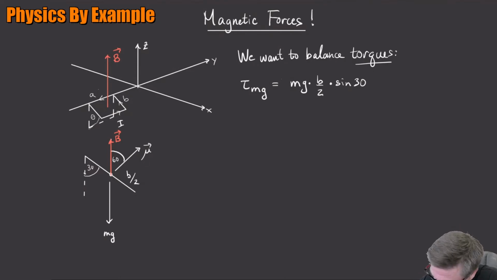The magnetic part: what's the torque due to the magnetic field? Well, that's just going to be mu times B times sine of the angle between mu and B. If this angle is 30, I probably didn't draw it very well, then this angle is 90 minus that, so it's going to be 60. So that's going to be sine of 60. And now all we have to do is equate those two things, and then we're all set.